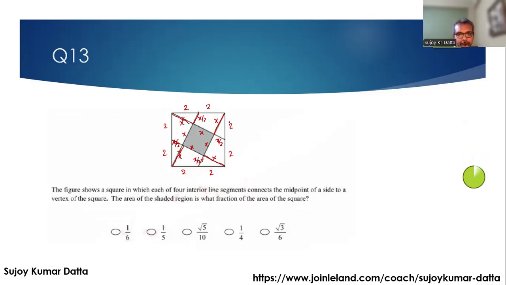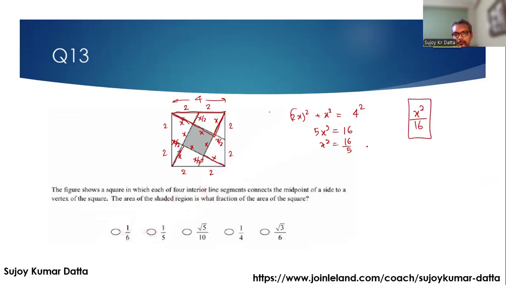Right? So now we can solve this right angle triangle here, which is saying 2x squared plus x squared is 4 squared. So that means 5x squared is 16. So x squared is 16 over 5. So now the question is the shaded region, the area is x squared only, right? What fraction of the total is it? The total is 4 squared, 16. We want to find x squared by 16. So from here we can clearly say x squared by 16 is 1/5. So that is the second option.